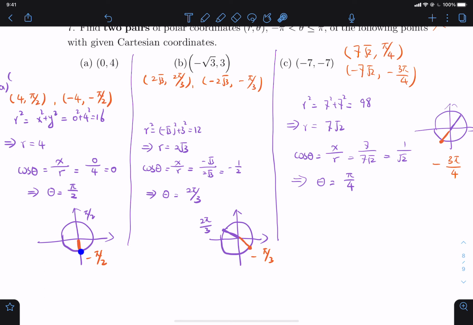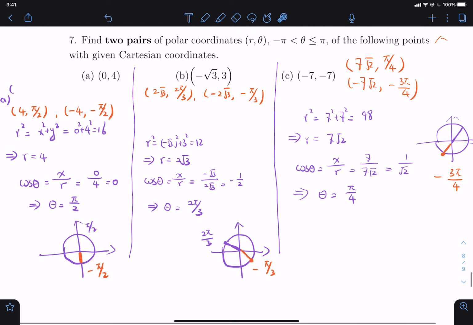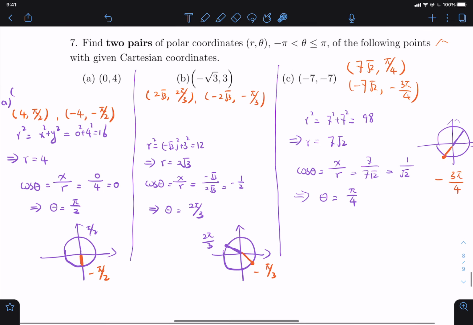So when it goes here, if you plus pi, it could be 3 pi over 2. But notice that 3 pi over 2 has exceeded the upper bound of this range. So you should not plus pi, you should minus pi. So pi over 2 minus pi gives you negative pi over 2. So we found our angle here, negative pi over 2, with a radius negative 4. That is the second pair.